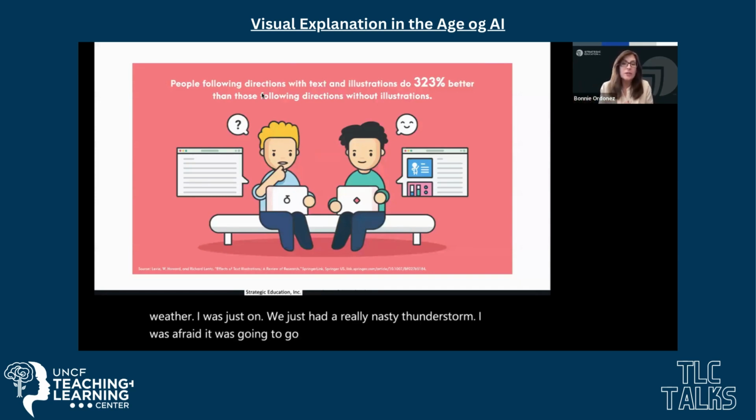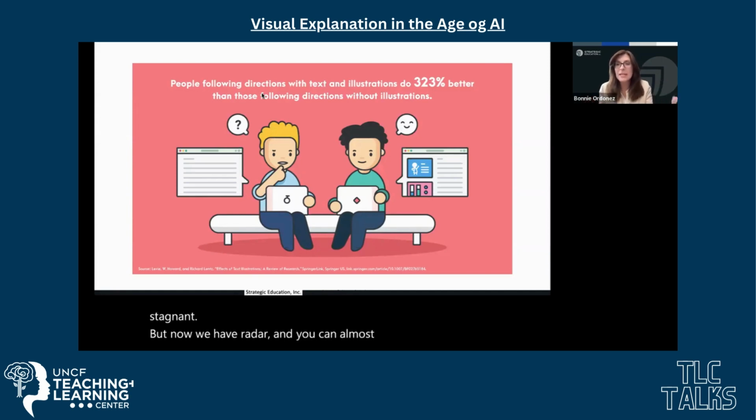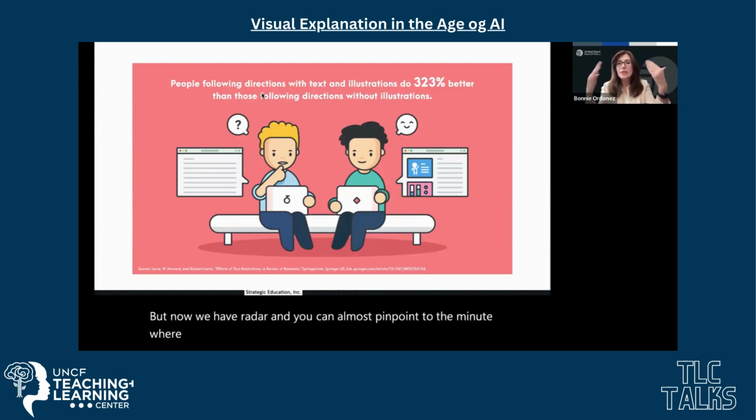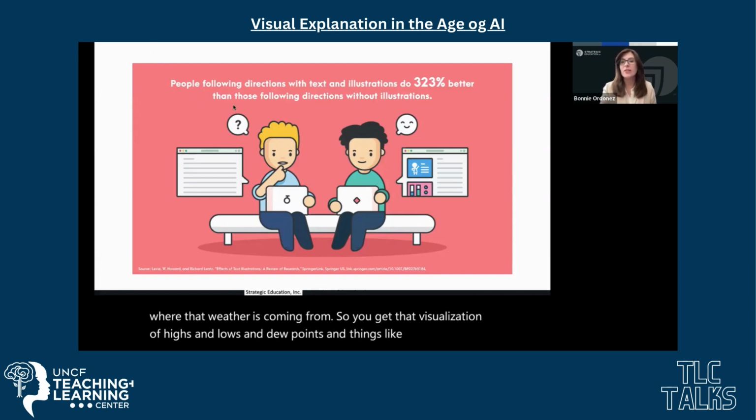But you really couldn't see the weather, right? The meteorologist or the weather person might have a map and it was stagnant, but now we have radar and you can almost pinpoint to the minute where that weather is coming from. So you get that visualization of highs and lows and dew points and things like that because the images allow us to see that much better. So for somebody who has trouble with abstract concepts, trying to visualize it is a really good way to help them.